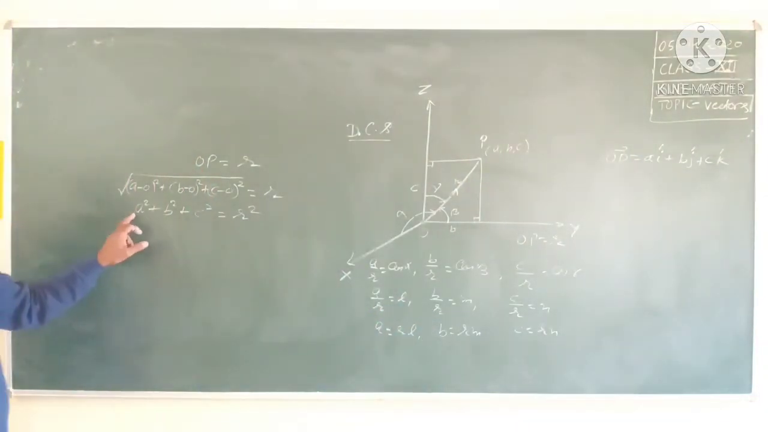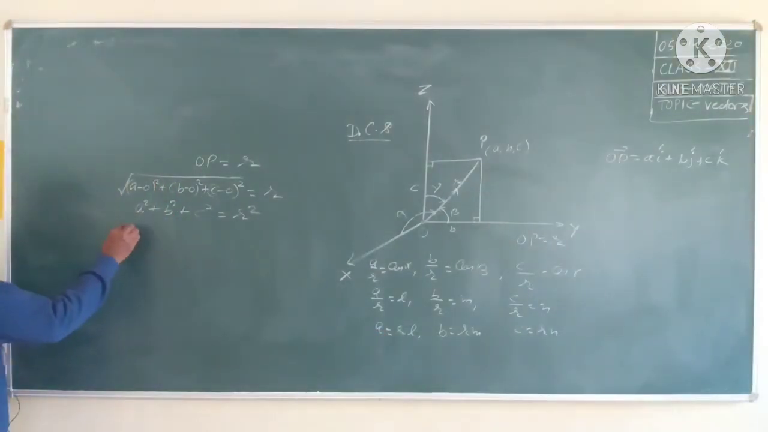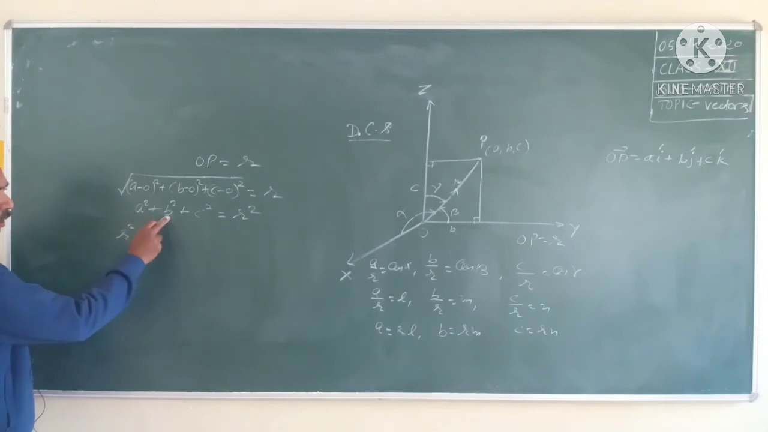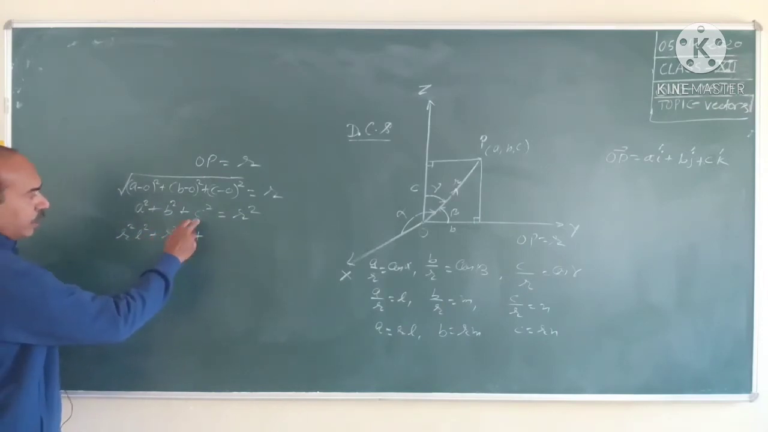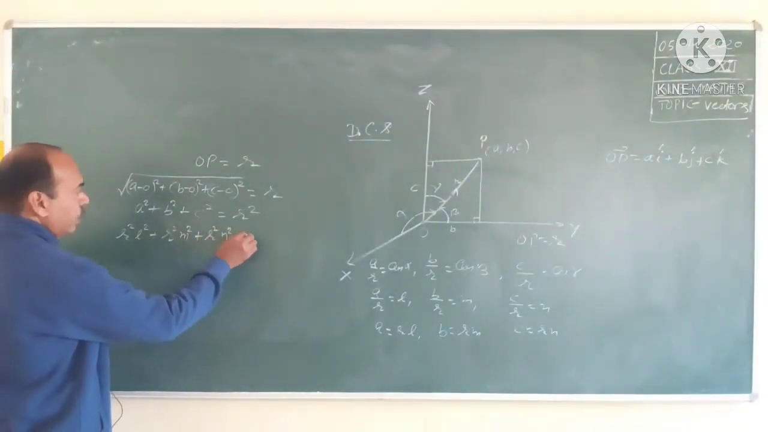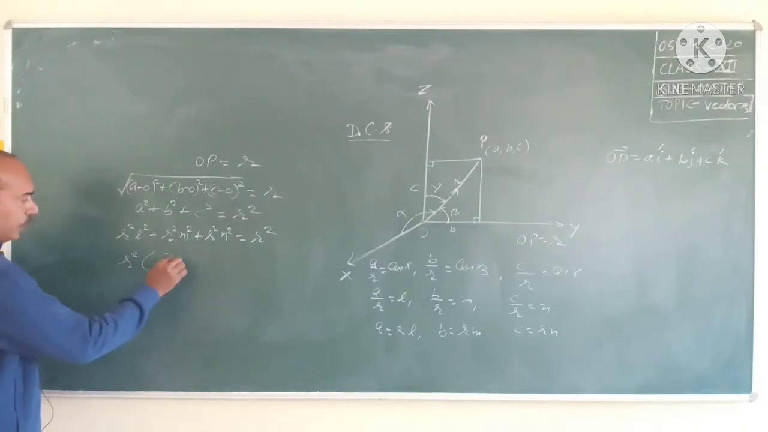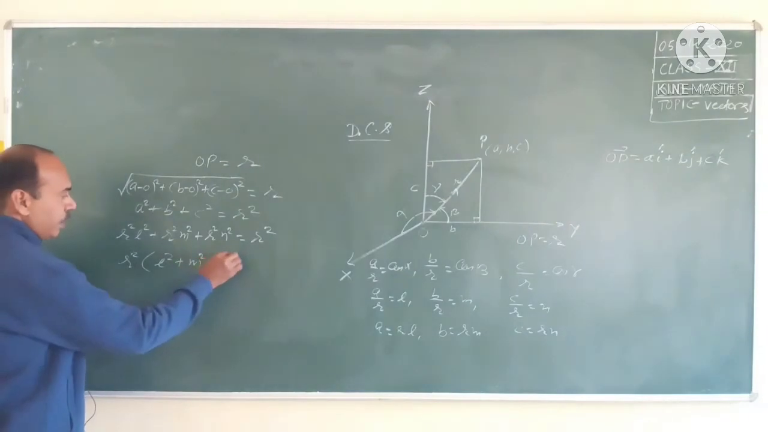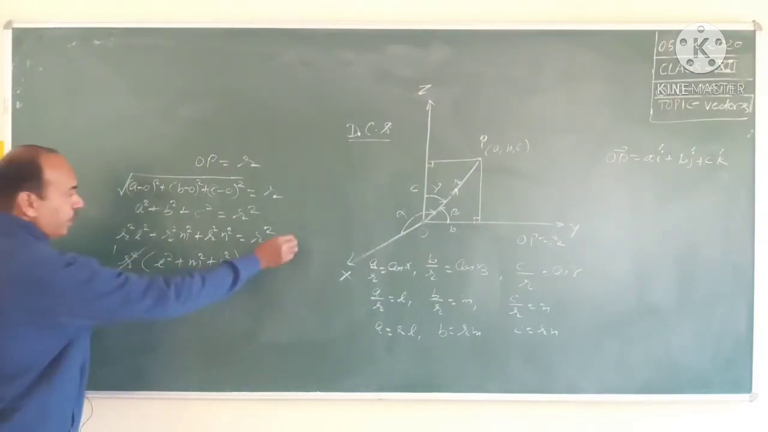So in place of A, when you write R into L, you get R square L square. In place of B, this is R square and M square, and in place of C, R square and N square, and the right side R square as it is. On the left side R square is common, so you will get only L square plus M square plus N square. On that side R square and R square cancel out, only one remaining.